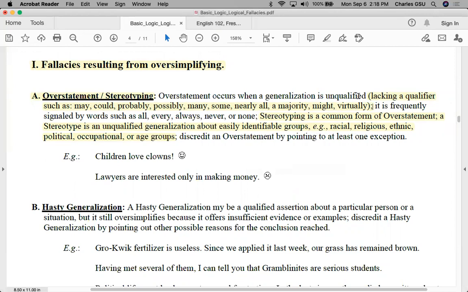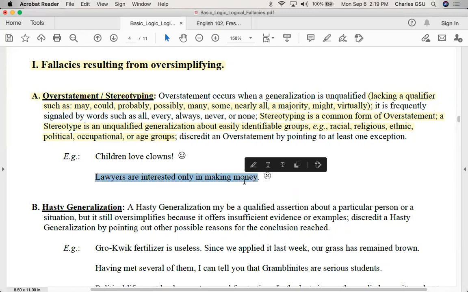And I will be looking for this in your writing to make sure that you are not overstating any claims. So you need words like it may be X, Y, or Z, or could be, or probably, or possibly, many people, or some people, or nearly all, a majority, right, or virtually, might, and so on. All of those words help restrict your argument from the broad category of all to some portion. So we could say, to make this logical, some lawyers are interested in making money, or many, or virtually all, or whatever, but it's not all.